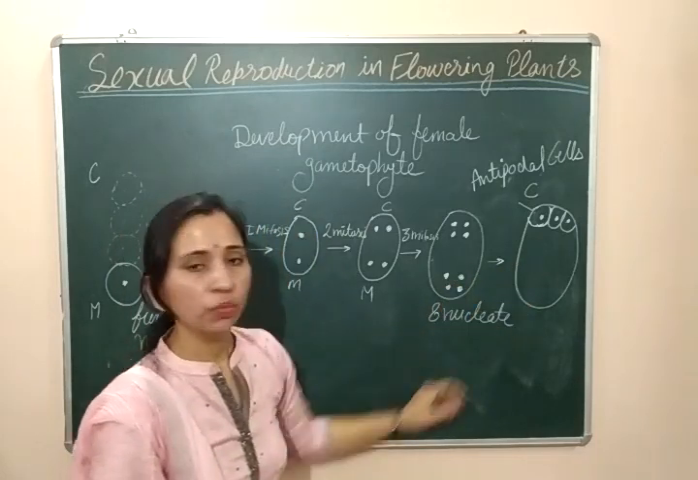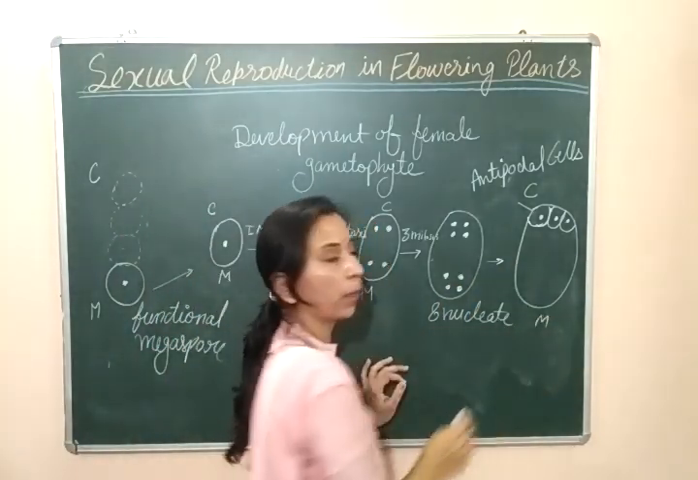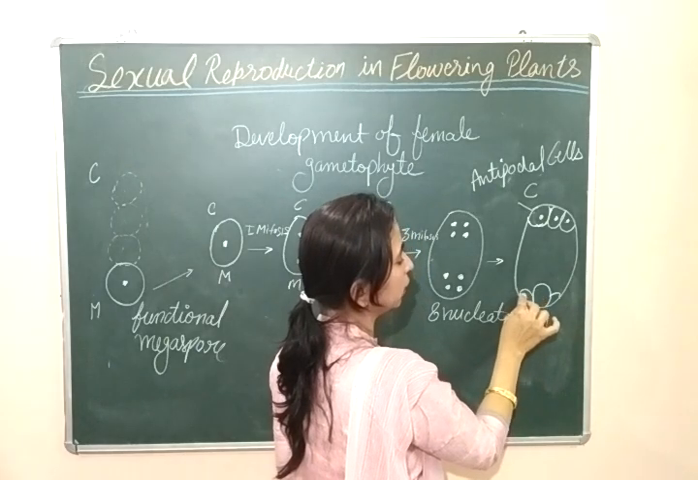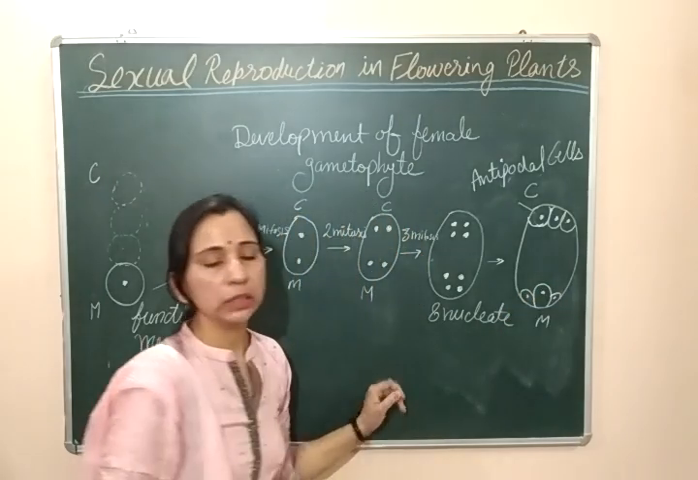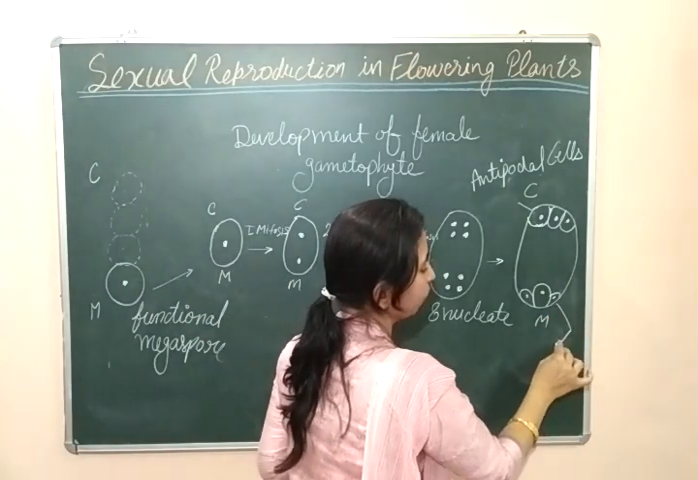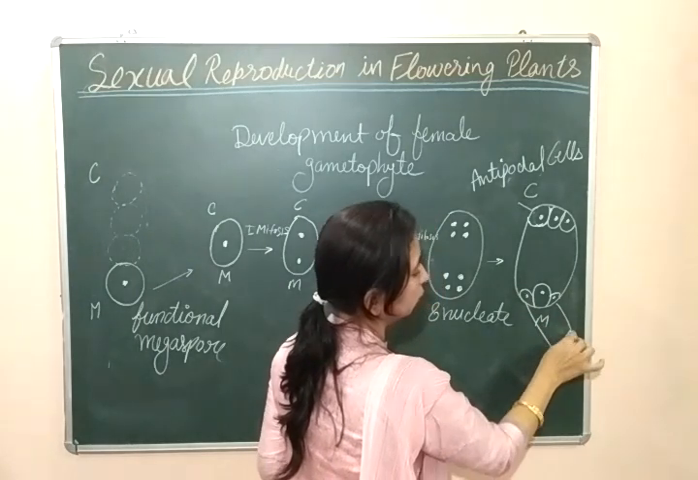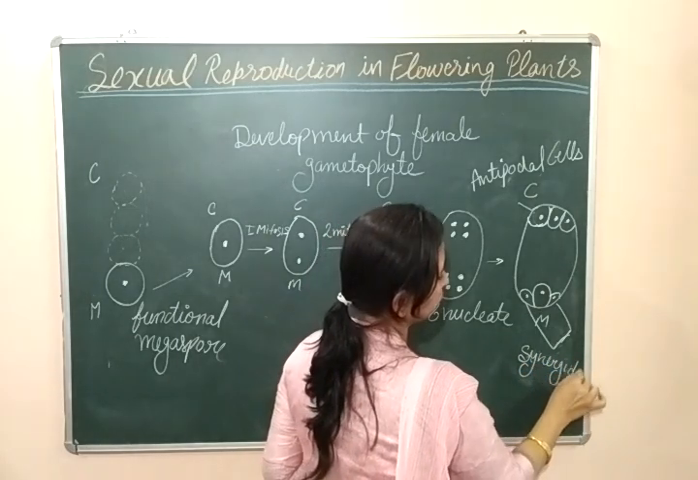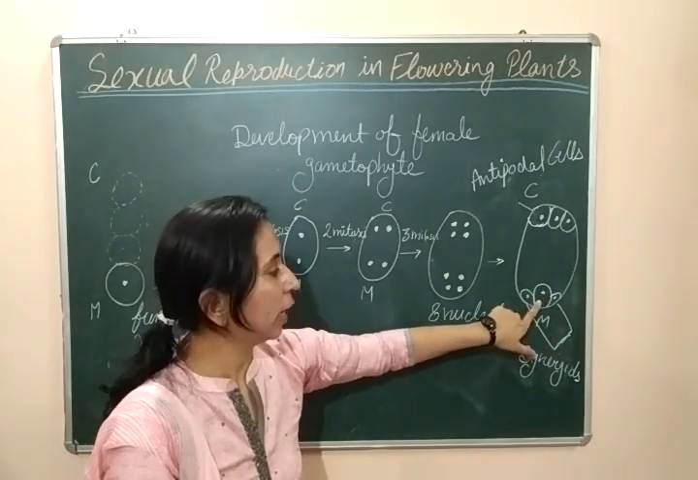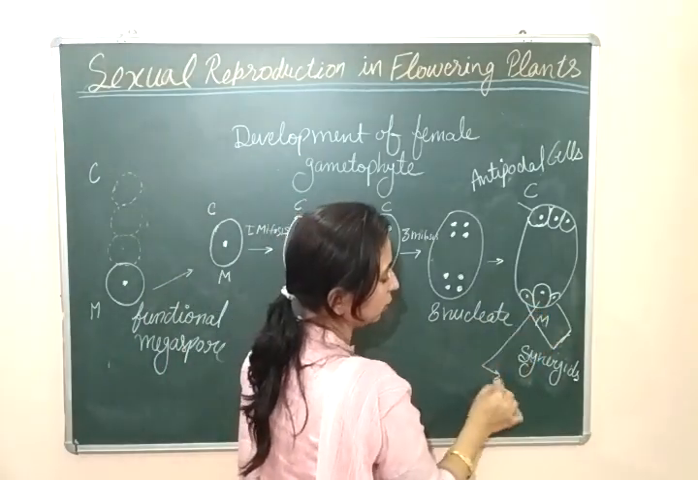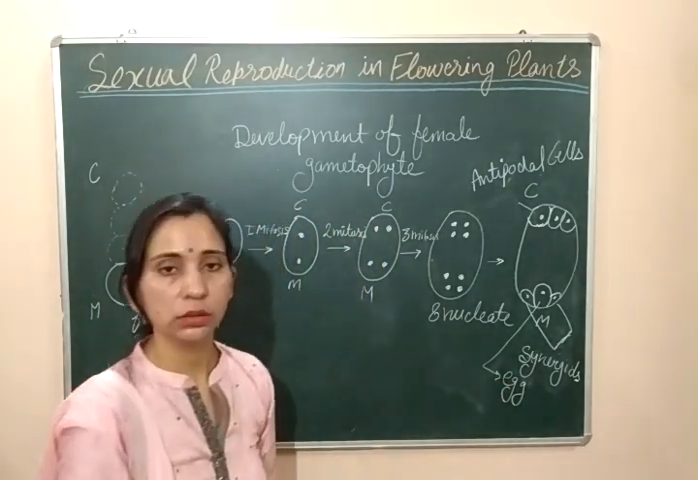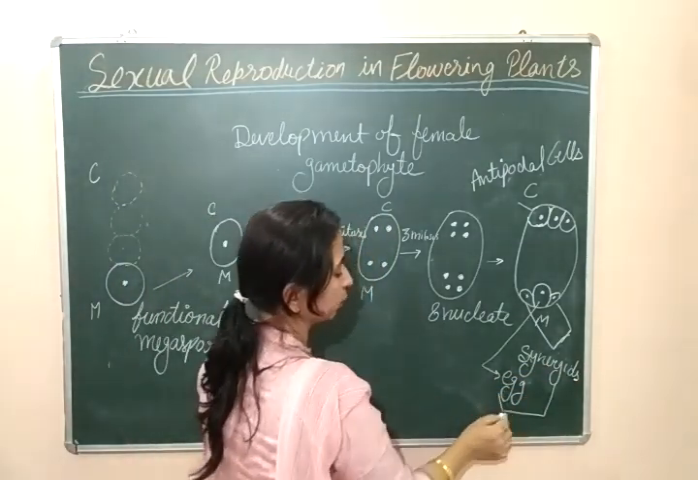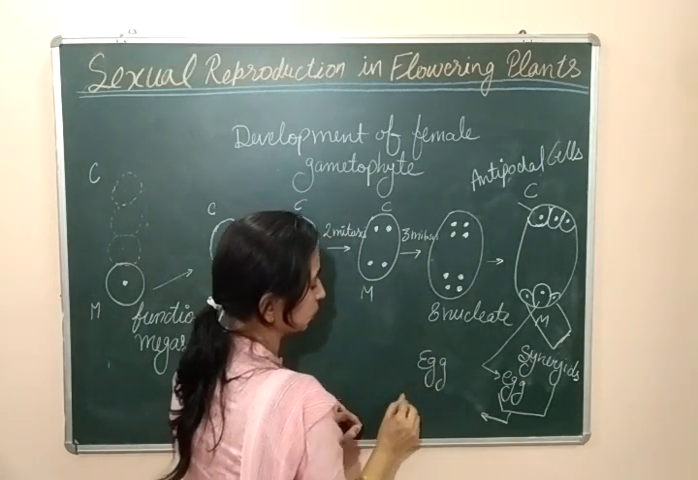Out of the rest, 3 more nuclei will arrange themselves towards the other end, that is the micropylar end. So 3 nuclei will come there and arrange in the form of 3 cells, and these two cells are known as synergids, and this one big central larger cell is known as the egg cell. The 2 side cells are known as synergids and one central larger cell is known as the egg cell. These synergids and the egg cell combined are known as the egg apparatus.